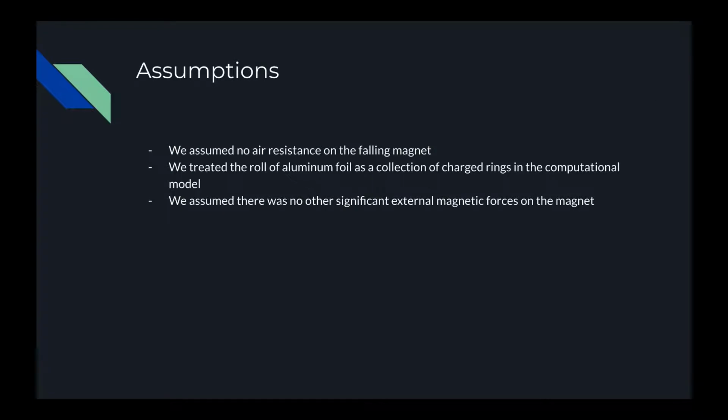So some assumptions my group used are that we assumed that there was no air resistance on the falling magnet. We treated the roll of aluminum foil in the model as a collection of charged rings. And we assumed that there was no other significant external magnetic force affecting the magnet that could have affected the force on it and the time it would have taken to fall through.